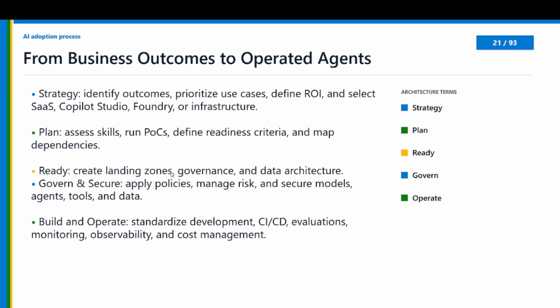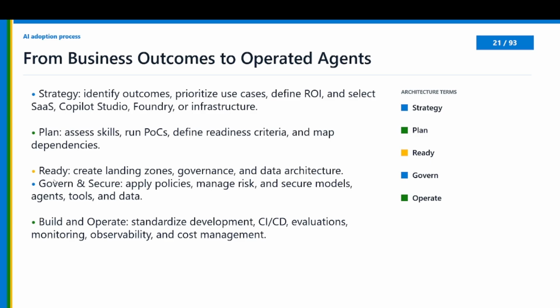Then after planning, check readiness. So create the landing zone. For readiness, you need to have the landing zone. If you are building in Copilot, the landing zone should be Power Platform. If you are building on Foundry, the landing zone will be Azure, for instance. Azure Container Apps or Kubernetes for multi-agent. Then create landing zone governance, role-based access control, least privilege, and so on. Create data architecture: SharePoint, OneDrive, OneLake, Fabric, Warehouse, Lakehouse, and so on.